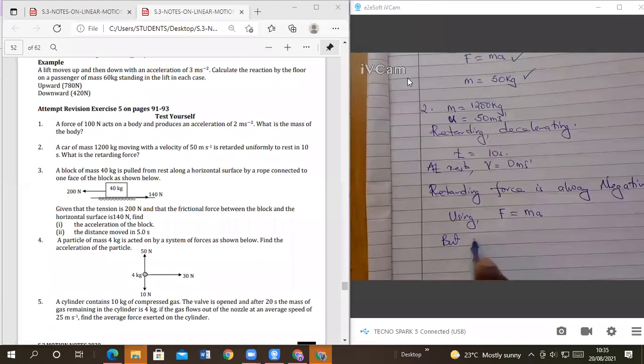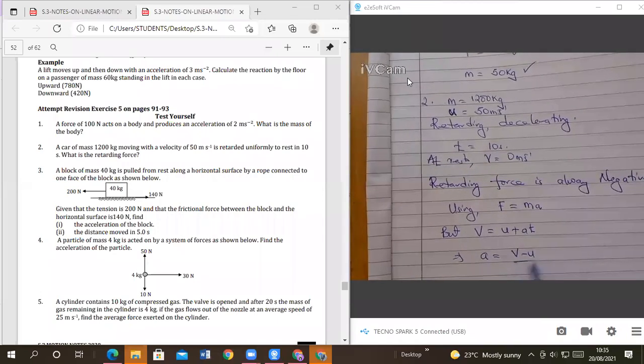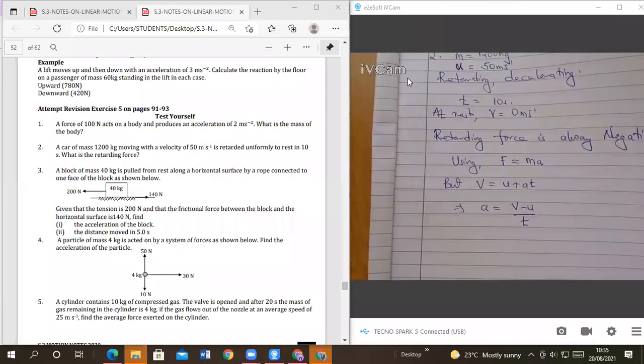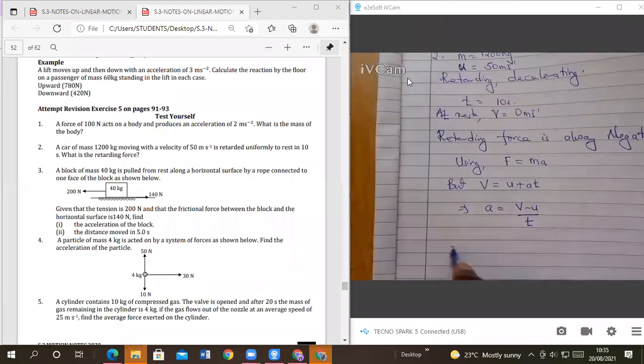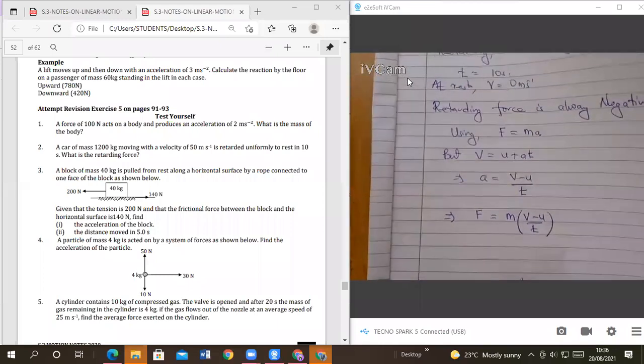Recall that a = (v - u) / t. If I make a the subject, a equals v minus u out of t. So it implies that our F will be equal to m times a, which is m(v - u)/t.